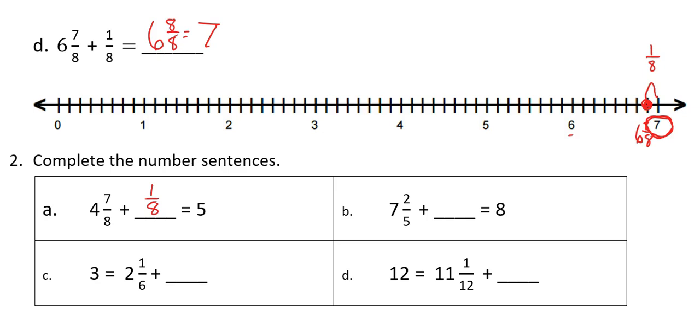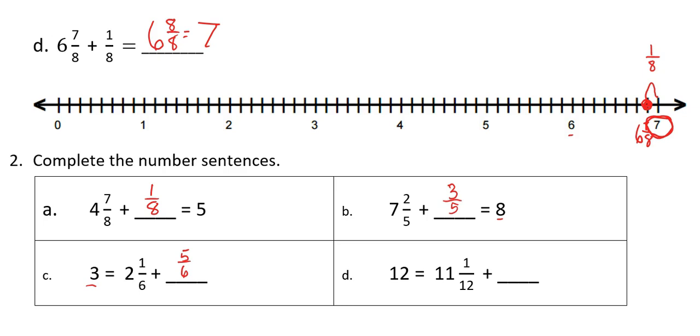Going across, I have 7 2/5, and I need to add something to it that would get me to the 8 wholes. Well, if it takes 5/5 to make a whole, and I have 2/5, that means I need 3 more fifths to get me to 8 wholes. In question C, I need 3 wholes. I have 2 1/6. Since it takes 6/6 to make a whole, I know I need 5 more sixths to get me to the 3-whole point on the number line.